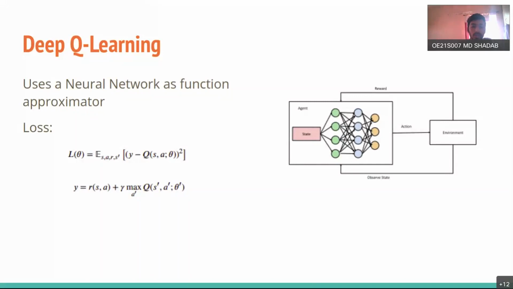The loss function is given by this formula. The y is the summation of the reward from going to s dash, while this max over a dash is the maximum reward that we will get after taking the action a dash.